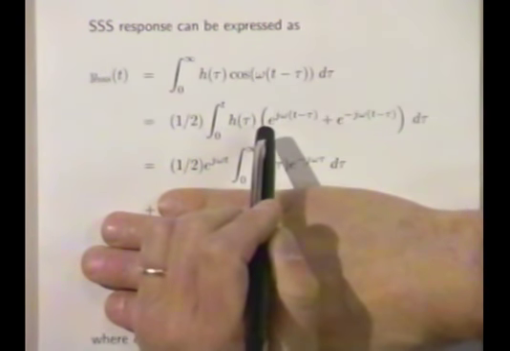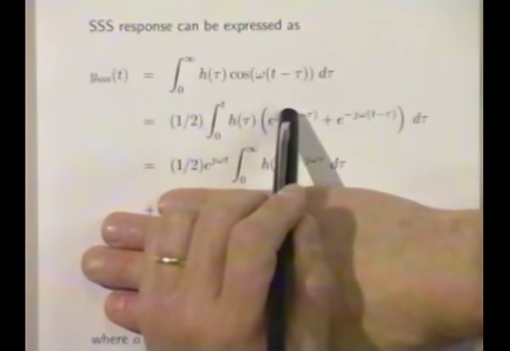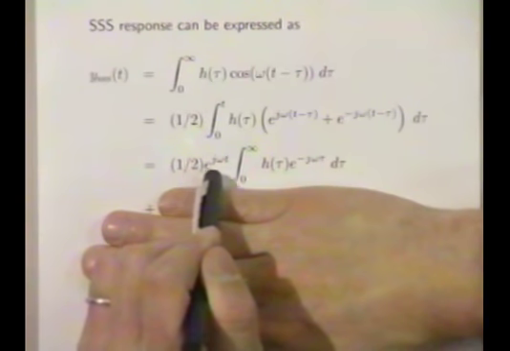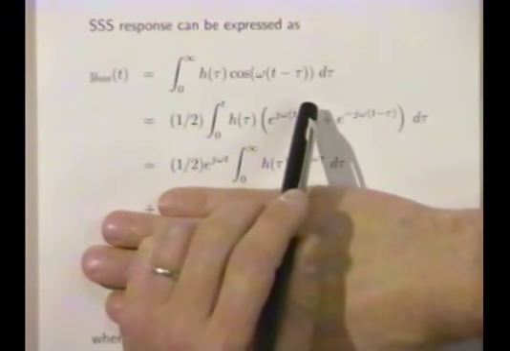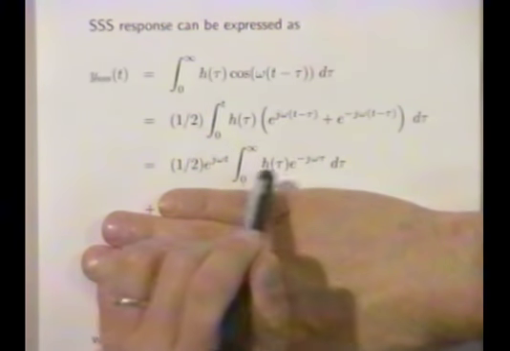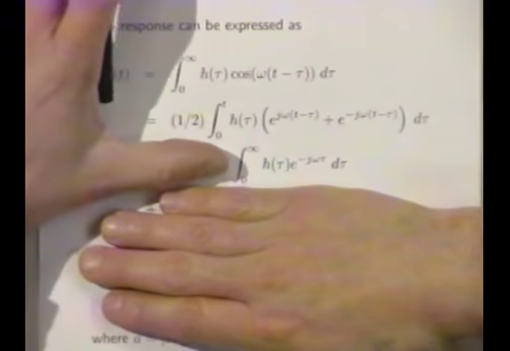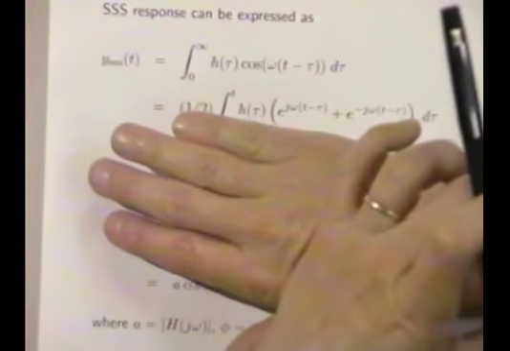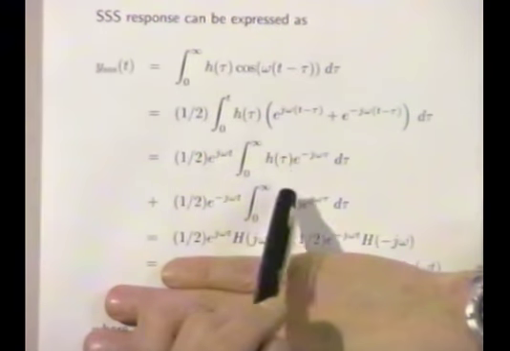I took e to the j omega t outside because it doesn't have anything to do with the integration variable, which is tau, and it went here. E to the minus j omega tau, that's inside the integral sign, and I get this. Now, if you stare at this long enough, you'll realize that that's something you've seen. This is basically the integral of h of tau e to the minus s tau with s equal to j omega. That's what this is here.